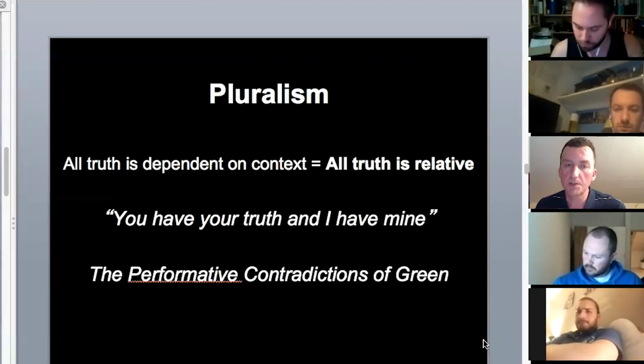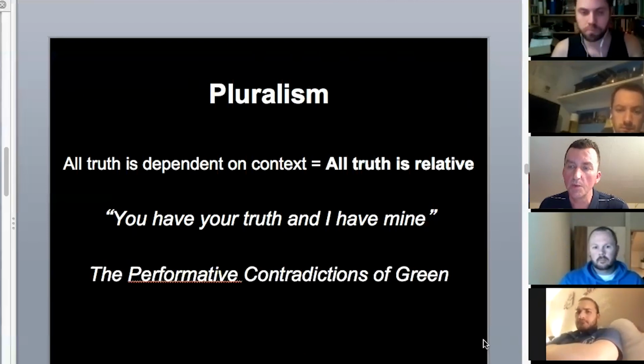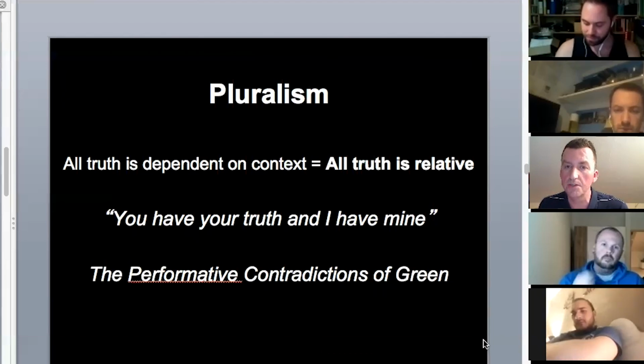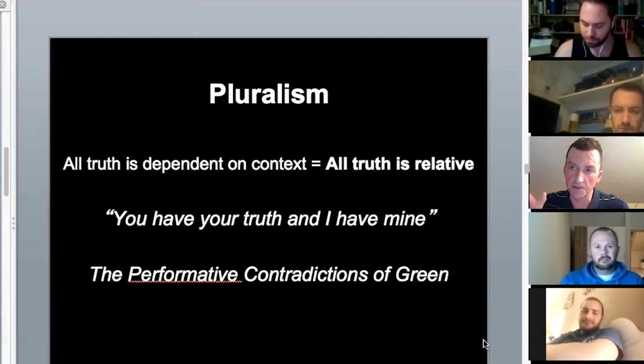And what happens with green is it has these things called performative contradictions, where it often contradicts itself in the same sentence. If you look at the actual underpinning truth of this green system, that all truth is relative, 'all truth is relative' is given as an absolute truth. So in its fundamental truth, it's got a performative contradiction that cannot sit together.